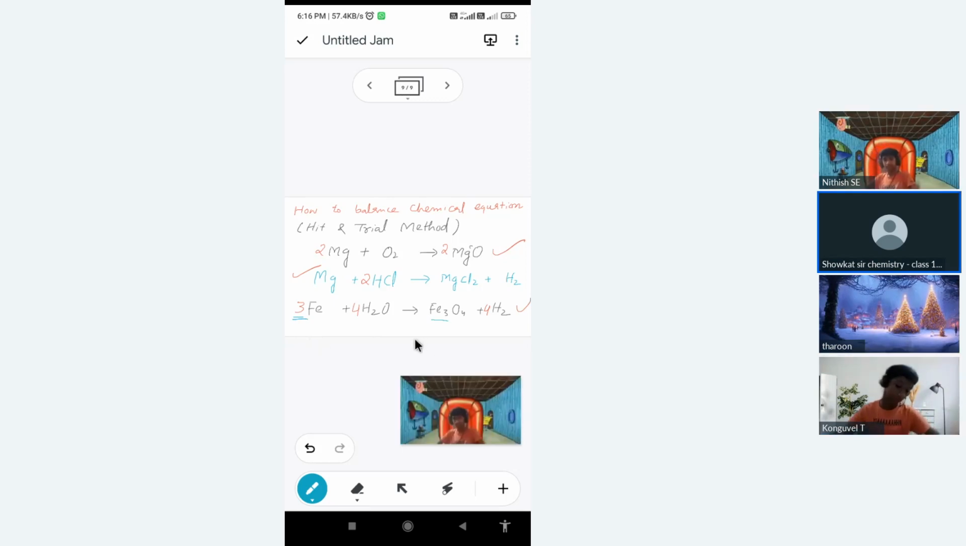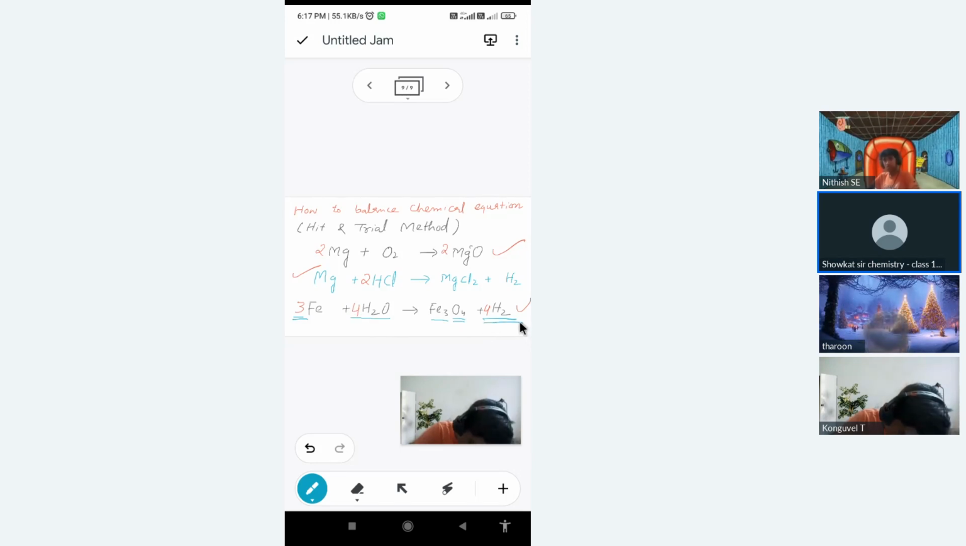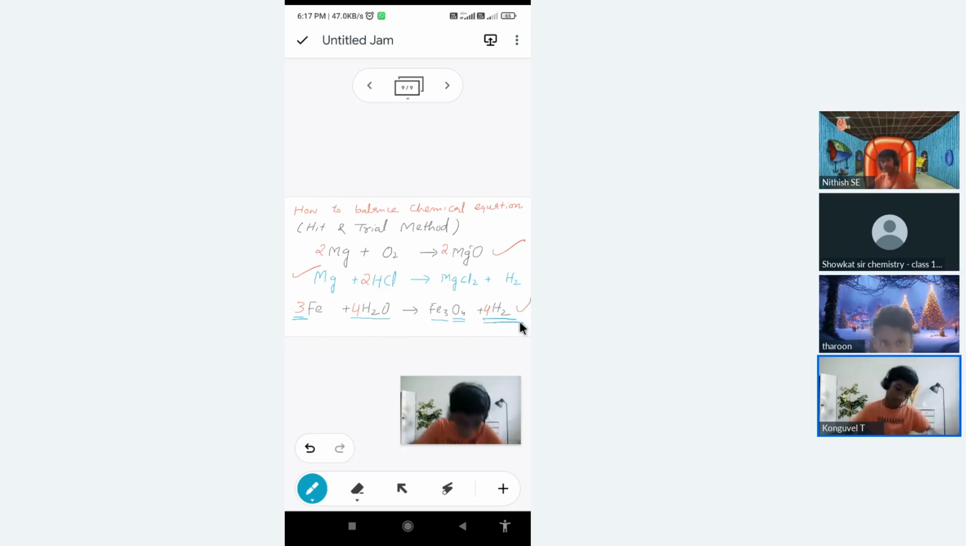Then we were having 4 oxygen atoms on the product side, so I multiplied water by 4. 4 times water means we are having 4 oxygen atoms, so here also 4. But now hydrogen is 4 twos, which is 8, so I will multiply H2 by 4 also. So 4 twos are 8, right? Clear? Yes, sir. Okay, then let's move ahead.